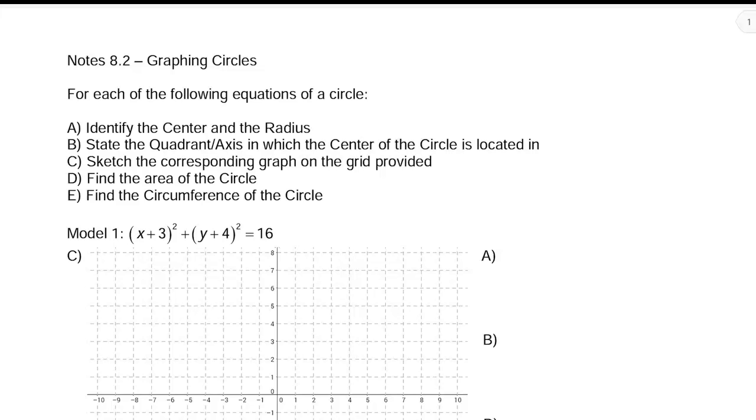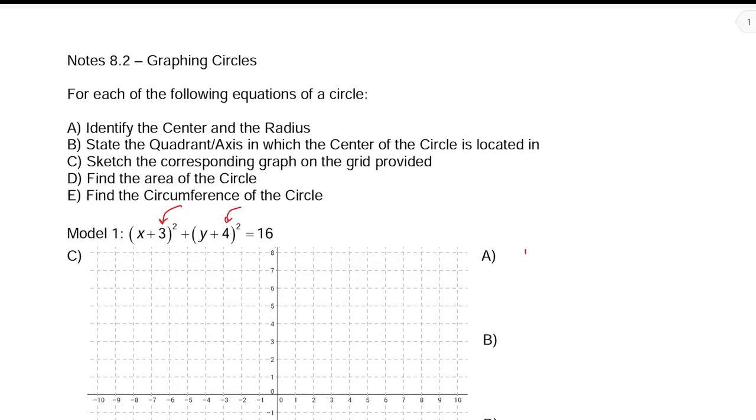Notes 8.2 are on graphing circles. For each of the following equations of a circle, we're going to do 5 things. We'll start by identifying the center and radius. So in number 1, the center of the circle can be found by looking at this center radius form.